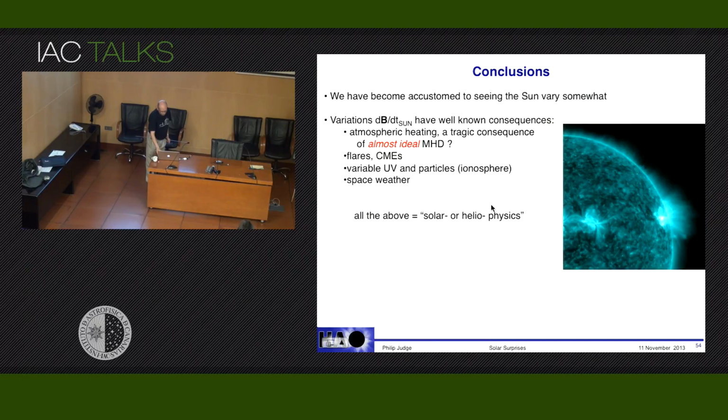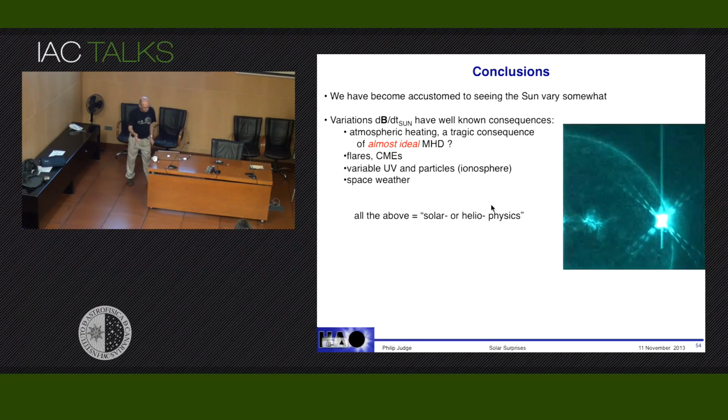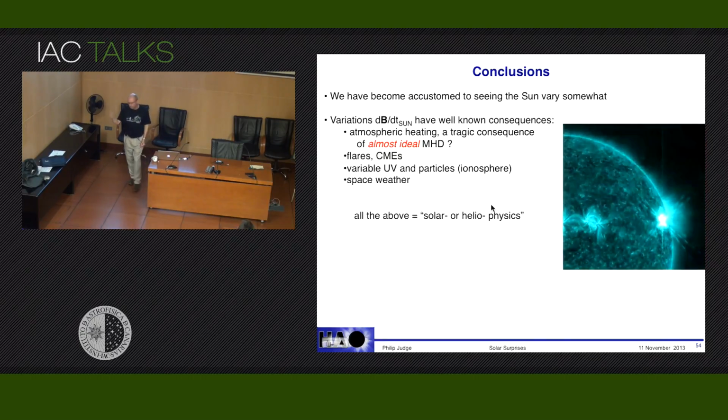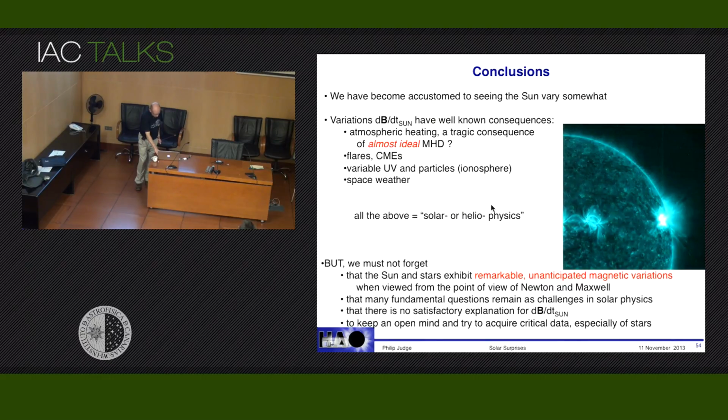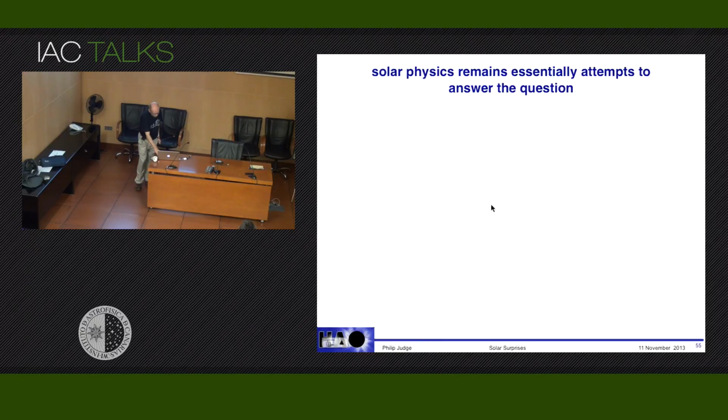So, in conclusion, I would say that we've become accustomed to seeing the sun vary. There's a flare. Okay, you know, we get bored with these things. Only if they're going to hit our satellites do we get interested in them. But I would like to look at this from the point of view of trying to identify what it is physically that's going on. And so I think this is all of what solar and heliophysics should be all about, is the dB by dt, as I said at the beginning. And there are various unexpected things happening.